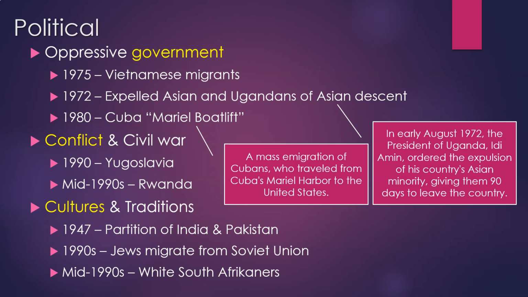1990s, we have Jews migrating from the Soviet Union to the West, to Israel and other places. In the mid-1990s, we have white South Afrikaners as apartheid begins to crumble. We have the movement of white South Africans fearing change and fearing the demise of apartheid in their country and moving to other locations.